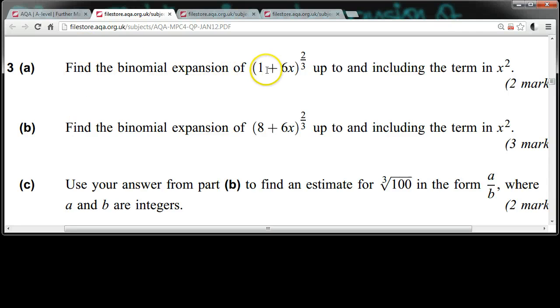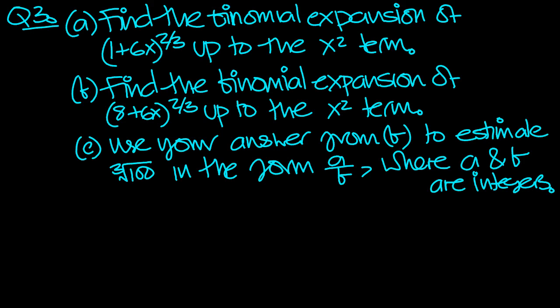Find the binomial expansion of (1 + 6x)^(2/3) up to and including the term in x squared. Find the binomial expansion of (8 + 6x)^(2/3) up to and including the term in x squared. Use your answer from part B to find an estimate for the cube root of 100 in the form a over b, where a and b are integers. So let's have a look then at this.